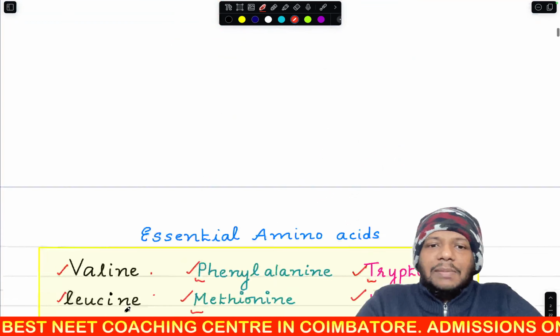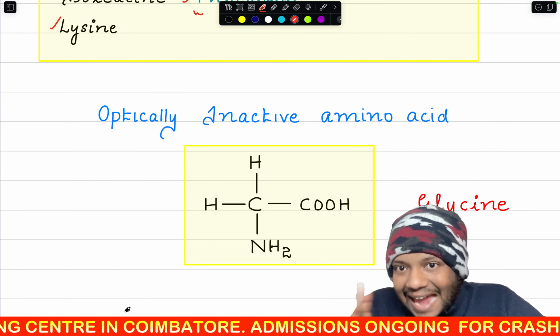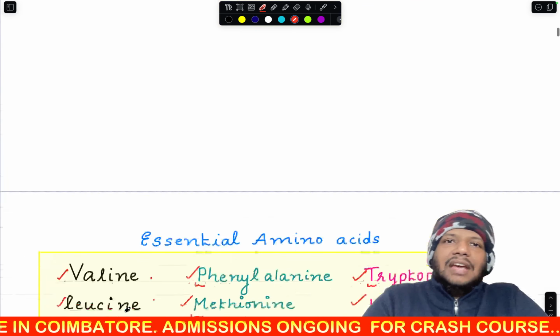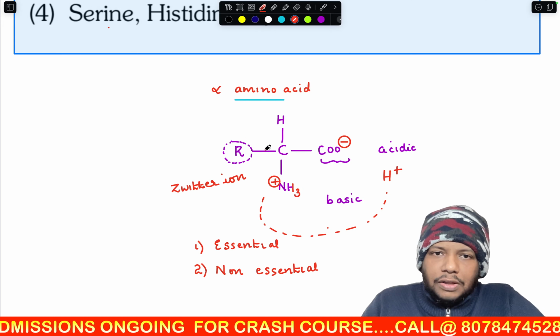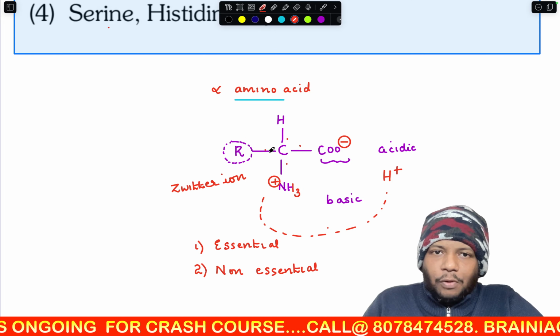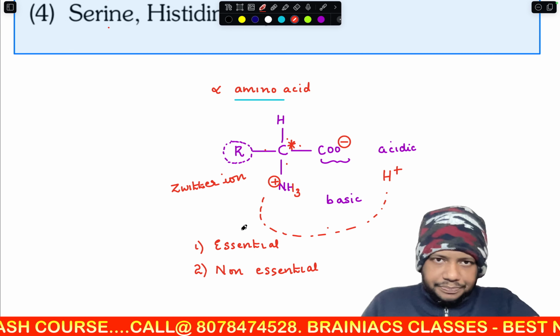Clear? And another important point to remember here is almost all amino acids are optically active. That means here the R groups are totally different. So that means all the 4 valencies are occupied by 4 different groups. So I can say these will be normally optically active.